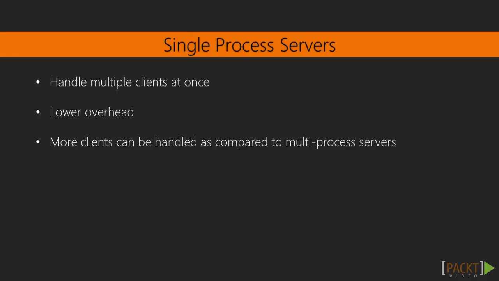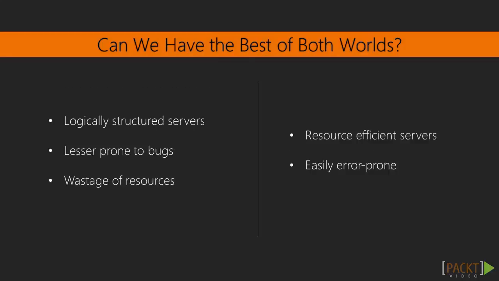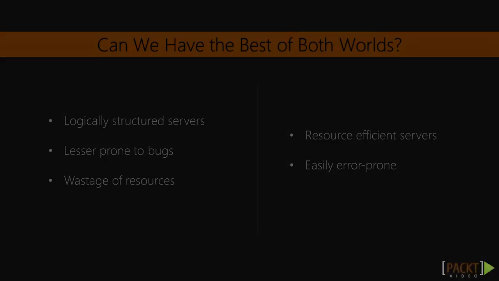As I mentioned, there are ways to write single-process servers that can handle multiple clients at once. With much lower overhead per connected client, using these techniques actually allows a server to handle many more clients at once than a multi-process server program could. Even when not operating at full capacity, a single-process server leaves more of the computer's resources available for other uses. So, on the one hand, we have a way of writing servers that is logically structured and less prone to bugs, but wastes resources. On the other hand, we have a way of writing servers that is resource efficient, but easy to get wrong. Can we somehow get the best of both worlds?